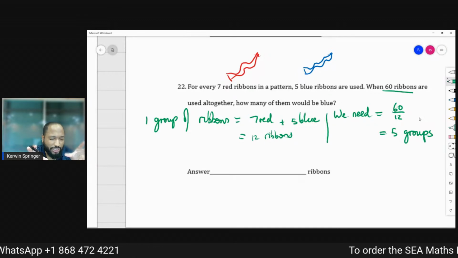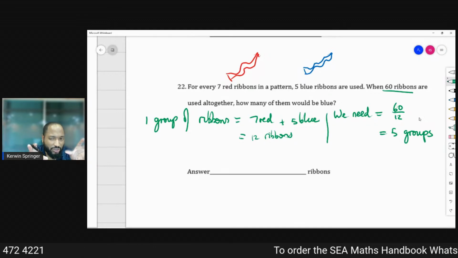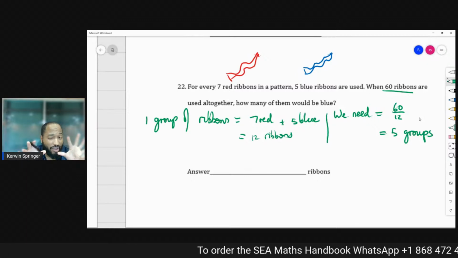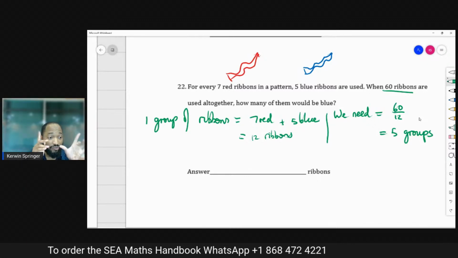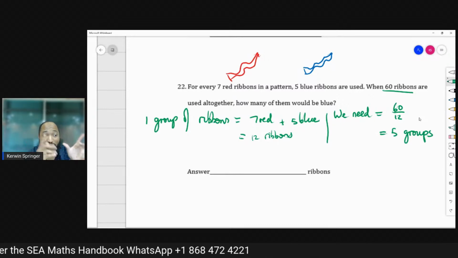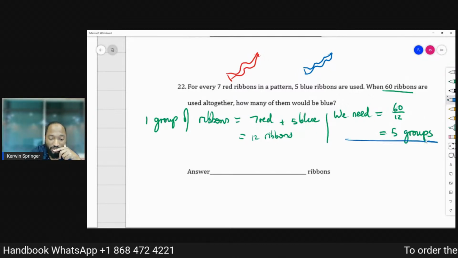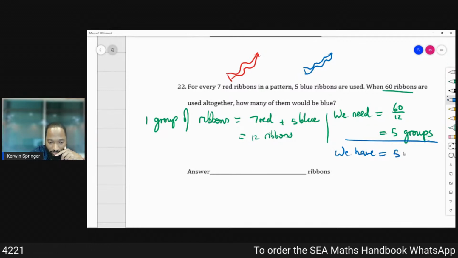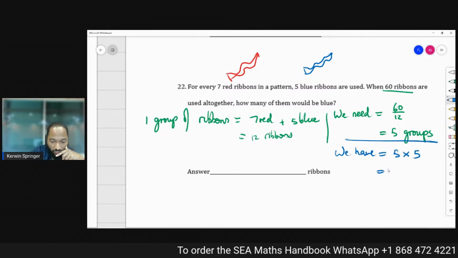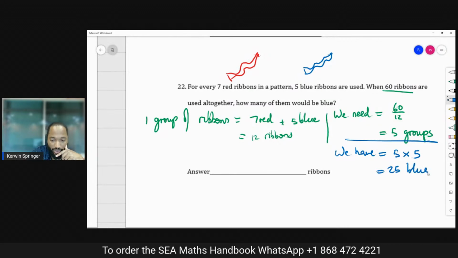I'm going somewhere with this. Help me finish. So if we have 5 groups and each group has 5 blue ribbons, how many blue ribbons do we have in all? So we have 5 groups and each group has 5 blue. So we have 25 blue ribbons.